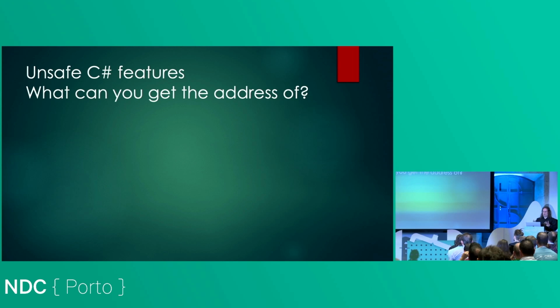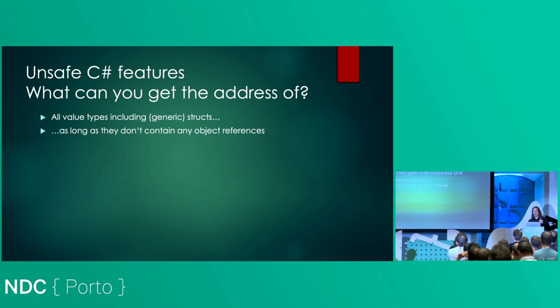Now, I showed you a whole bunch of examples of getting addresses of stuff, but in terms of actual rules, what can I get addresses of? So basically, you can get addresses of anything that is a value type, so your primitives, your longs, your doubles. That includes structs. Also, if they're generic, it's all good, as long as there's no object references in there. So this is where the compiler draws the line and sees, oh, there's an object reference in there. You can't get the address. Not allowed.